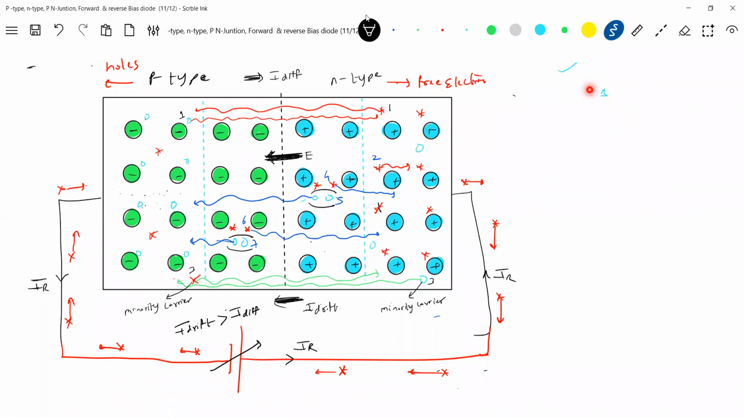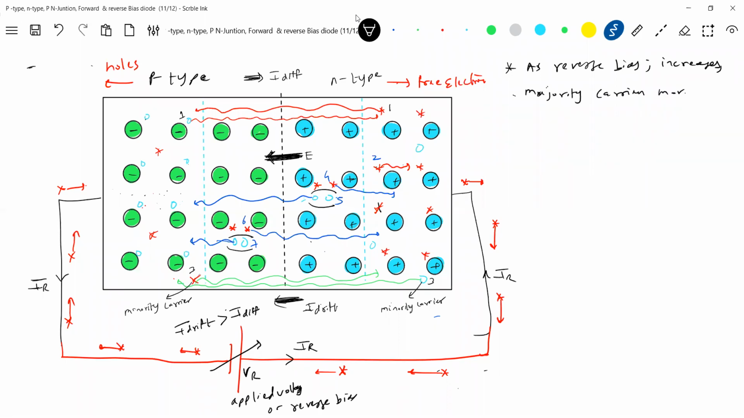Now we'll summarize things. That is the story. The first thing is bias. This is called the applied voltage or bias. V_R, or reverse bias. As reverse bias increases, majority carriers move away from the junction.